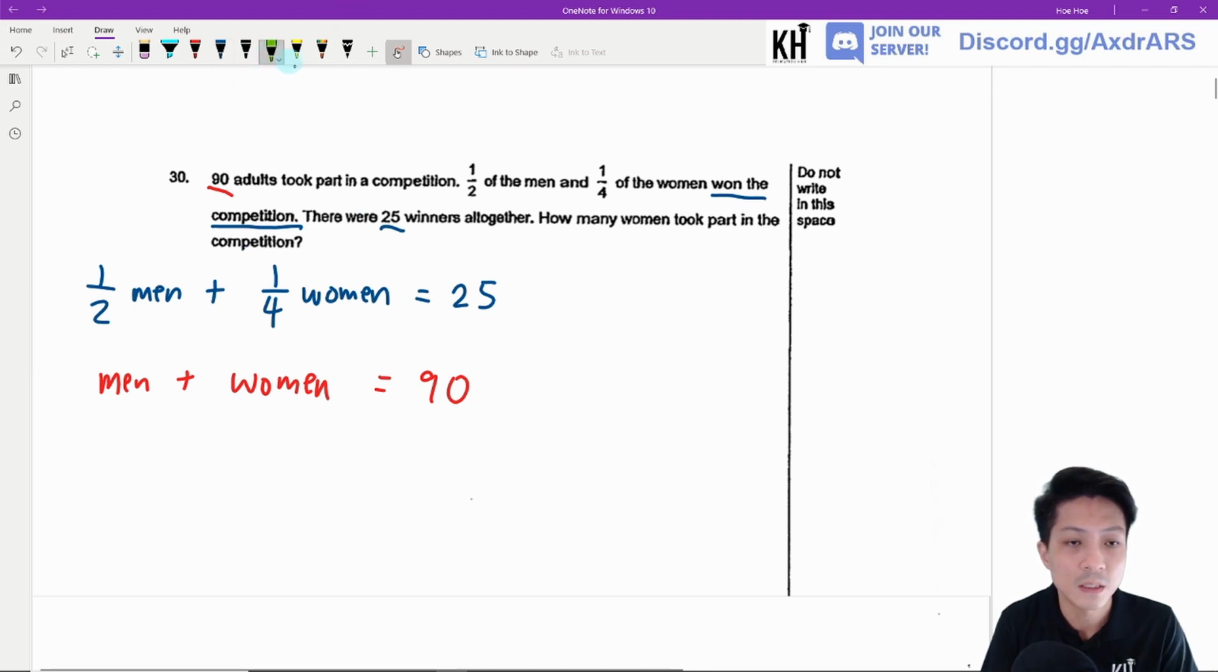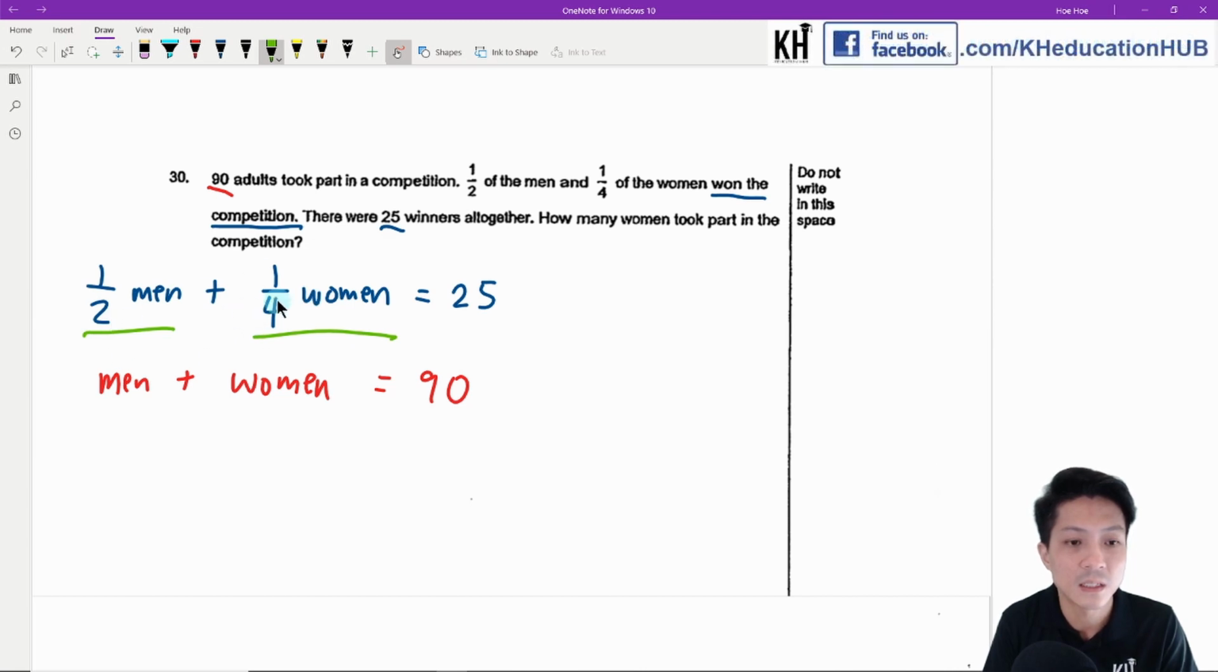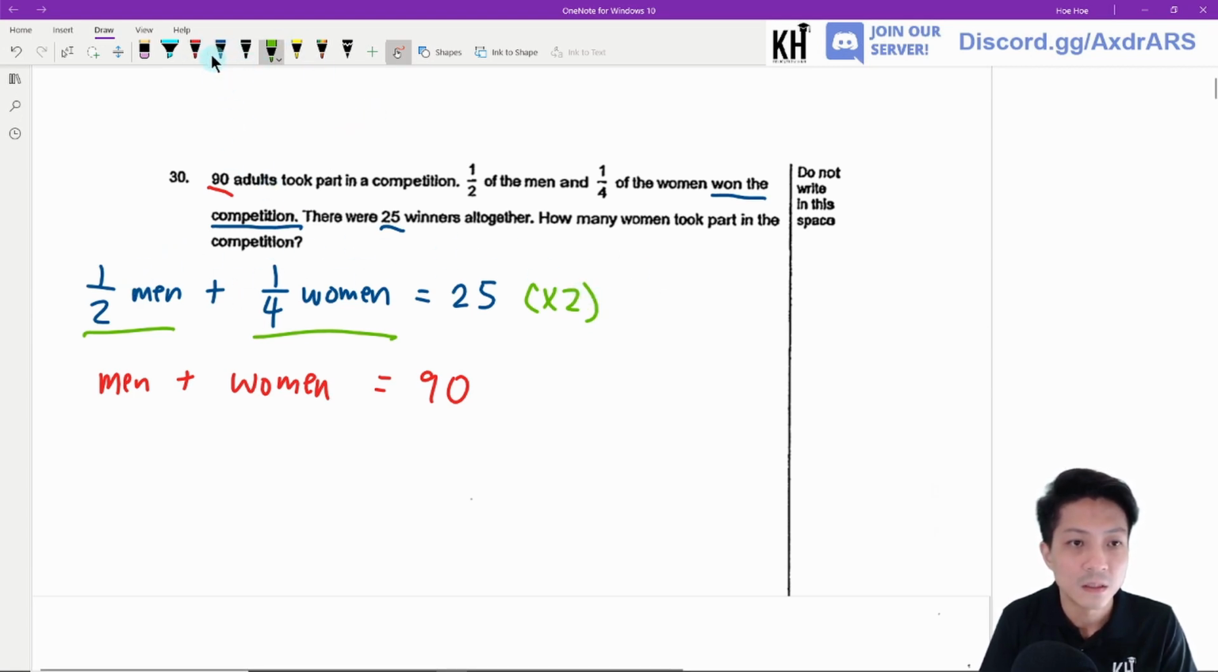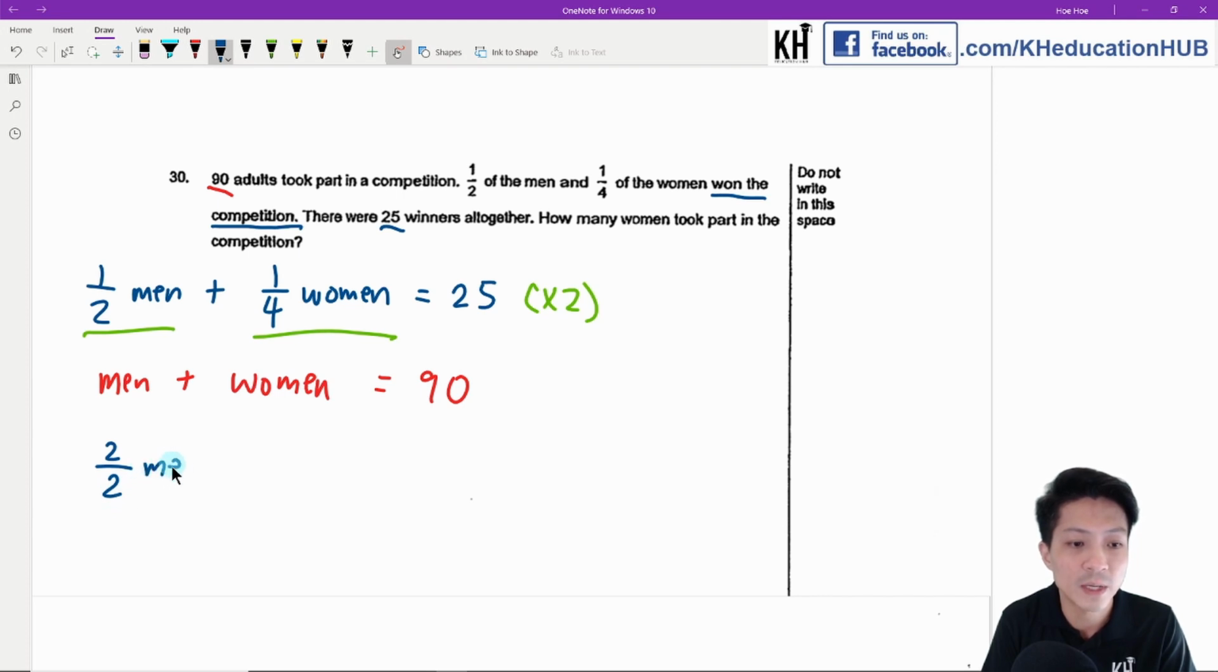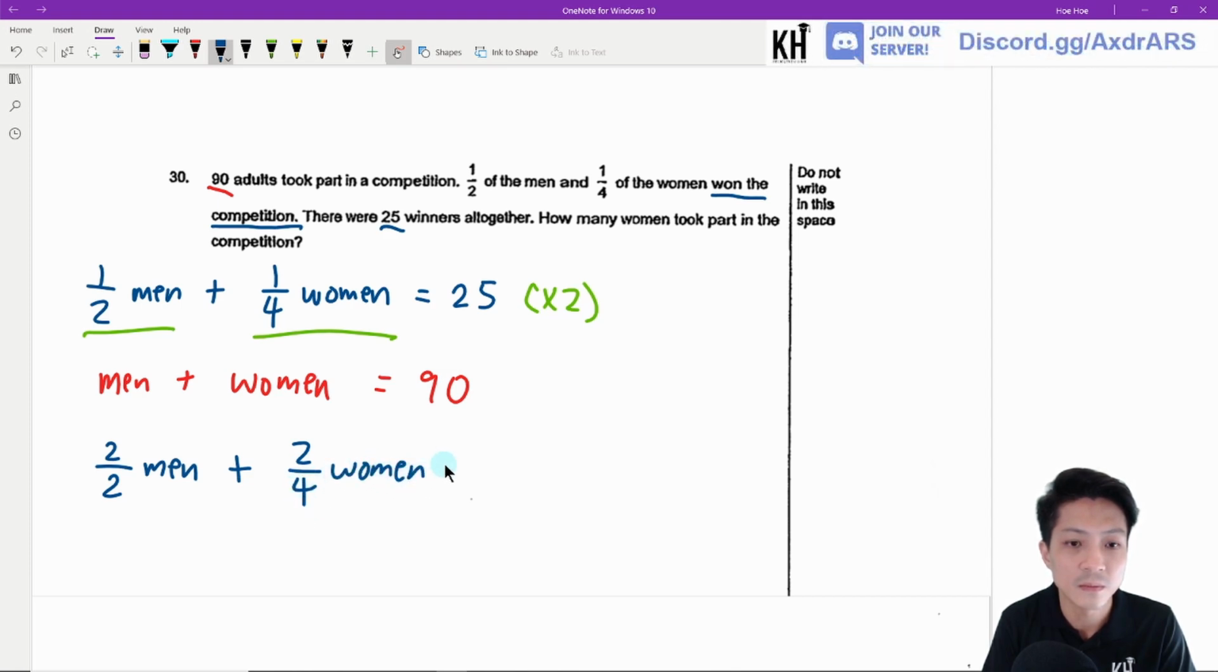Okay, so our objective is to either make the men or the women like one whole, right? In this case, if I choose to make the men like one whole, I just need to multiply by 2 to everything. So if I were to multiply by 2 to everything, the number of men will become 2 out of 2 men. The number of women will become 2 out of 4 women. And that will be equal to 50.